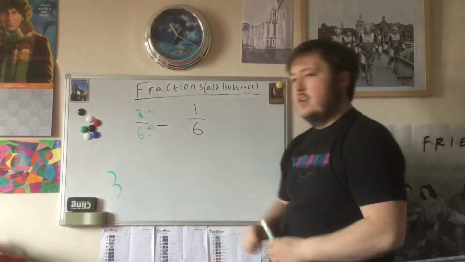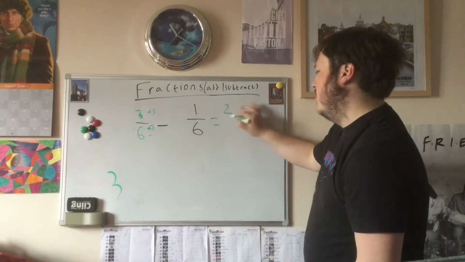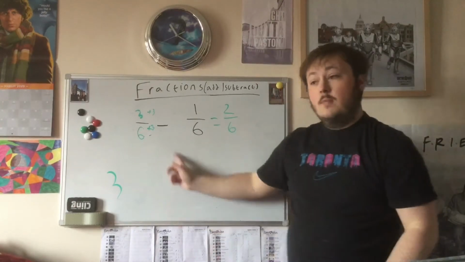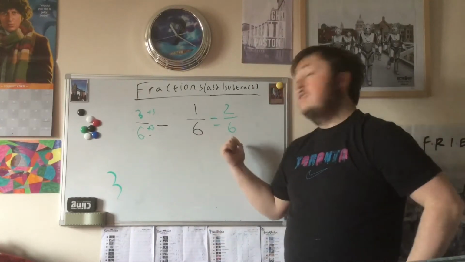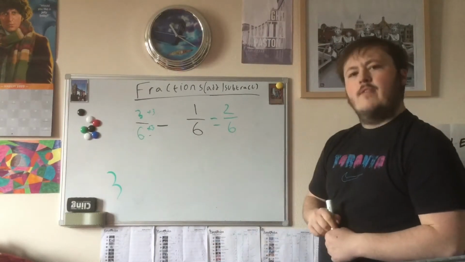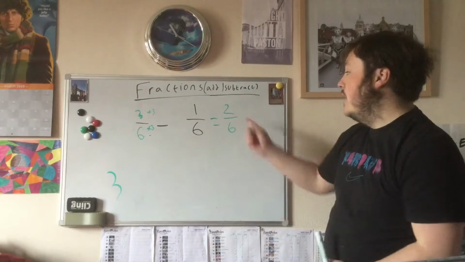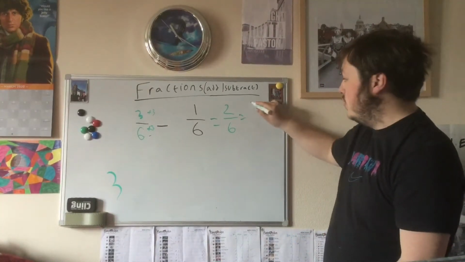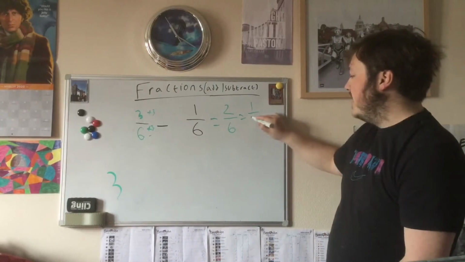3 over 6 minus 1 over 6 equals 2 over 6. Remember, because the denominators are the same in the problem, they'll be the same in the answer. Can this 2 over 6 be simplified? Yes, it can. They're both in the 2 times table. So we simplify that. How many 2's go into 2? 1. How many 2's go into 6?